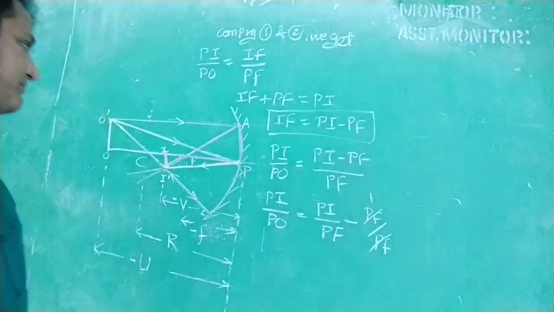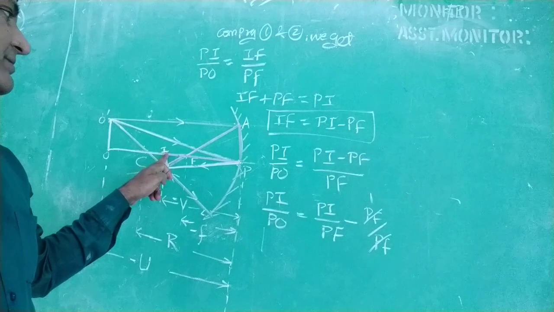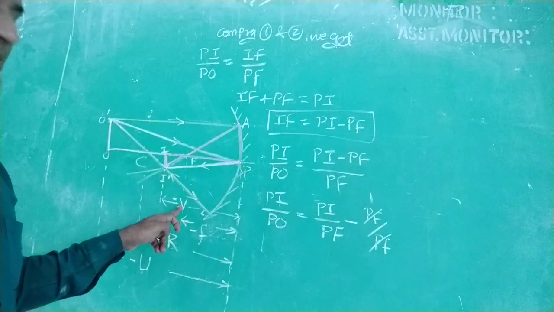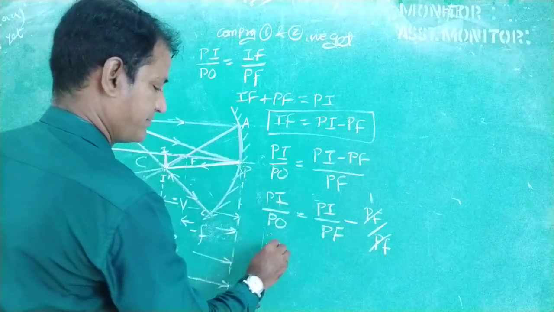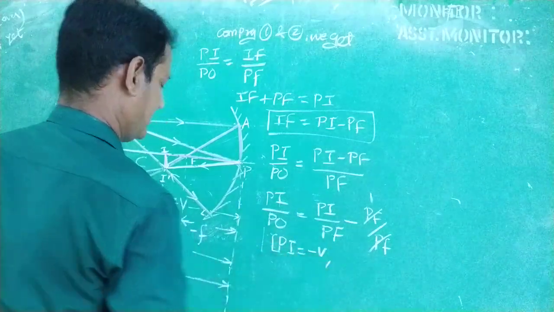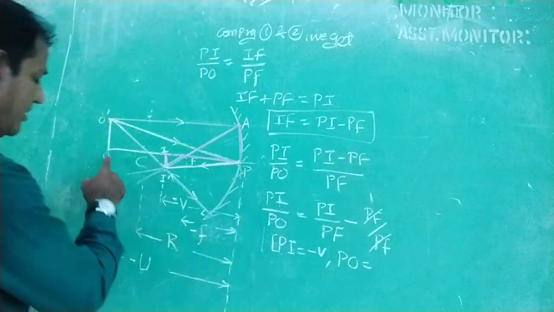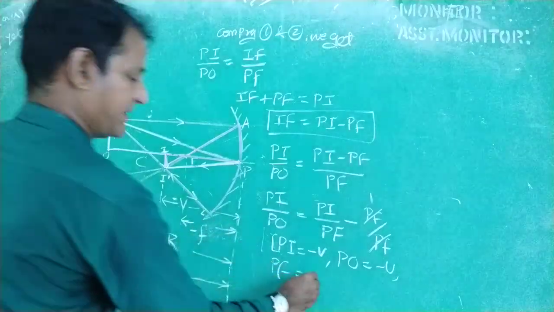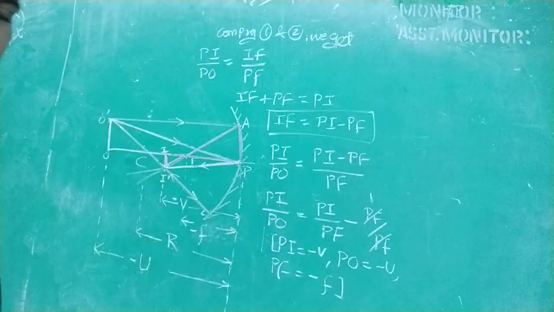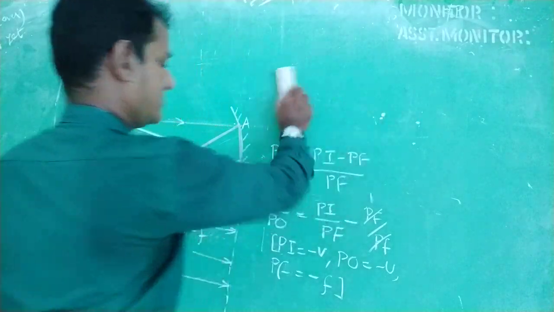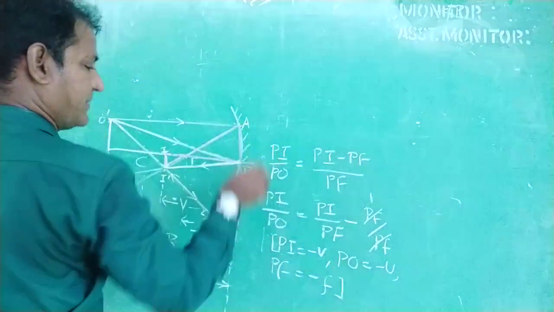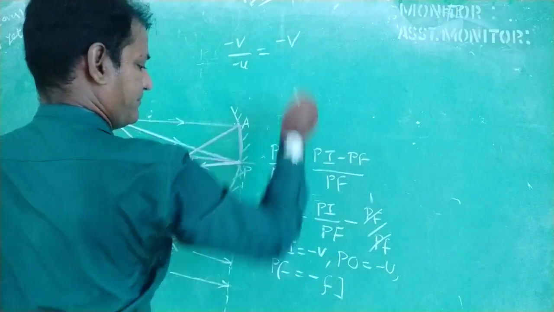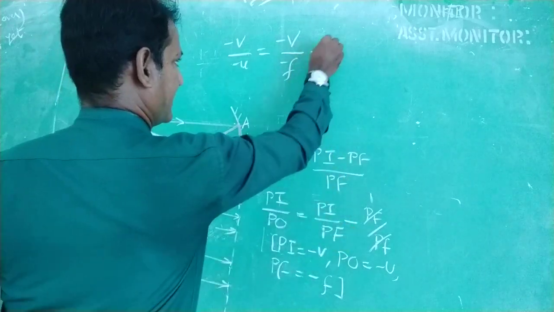Right? Now, what is PI? PI is a direction taken in reverse to the direction of the ray. PI is nothing but minus V. So here I'm going to write PI is equal to minus V. PO is nothing but the object distance, minus U. Then PF, reverse direction, so it is minus small f, right? So let me substitute the values here. In place of PI, minus V; in place of PO, minus U; is equal to, in place of PI again minus V, in place of PF minus f, here minus 1.